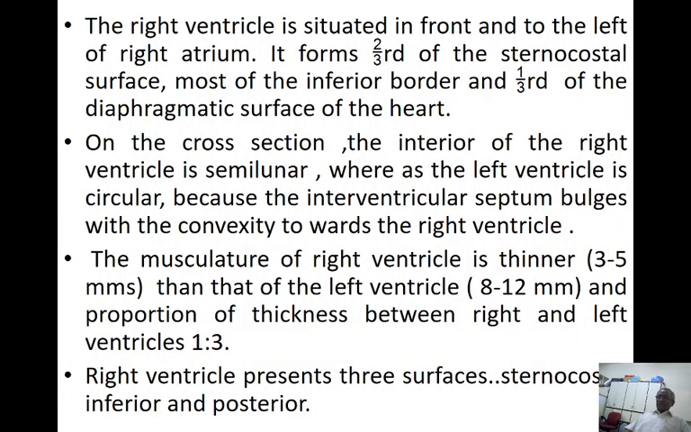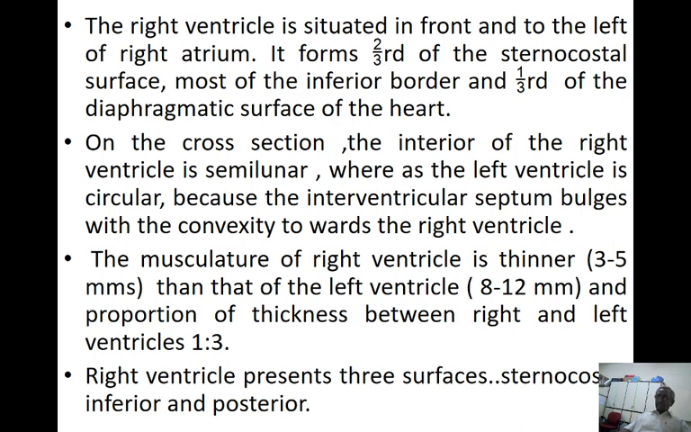Today's class is right ventricle. The right ventricle is situated in front and to the left of the right atrium. It forms two-thirds of the sternocostal surface, most of the inferior border, and one-third of the diaphragmatic surface of the heart. On the cross section, the interior of the right ventricle is semilunar, whereas the left ventricle is circular because the interventricular septum bulges with convexity towards the right ventricle.